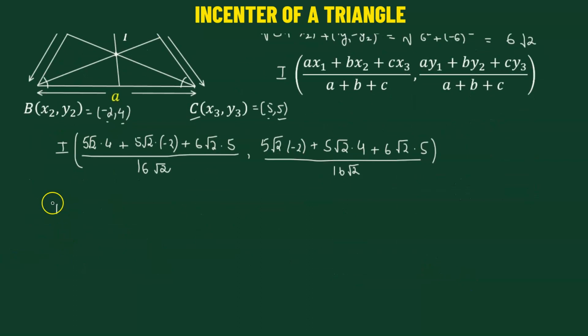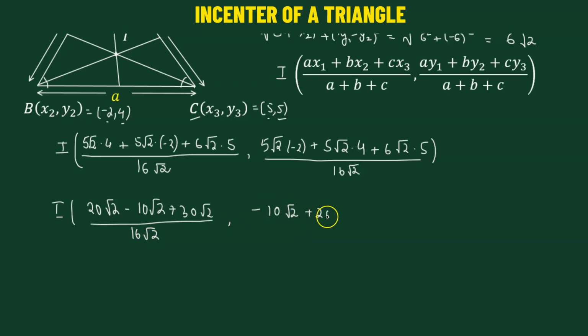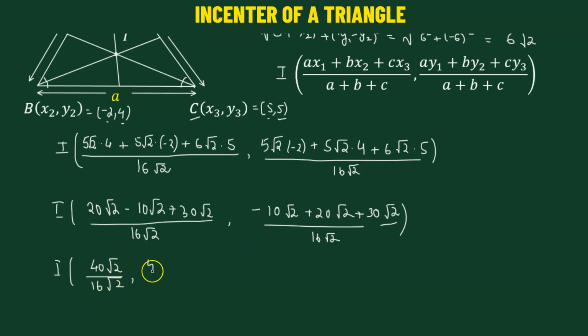For the x coordinate, we have 5 times 4, that's 20, so 20 times square root of 2, minus 10 times square root of 2, plus 30 times square root of 2, divided by 16 times square root of 2. For the y coordinate, we have negative 10 times square root of 2 plus 20 times square root of 2 plus 30 times square root of 2, all divided by 16 times square root of 2. So here 30 plus 20 is 50, 50 minus 10 is 40, giving 40 times square root of 2 divided by 16 times square root of 2. And here we also have 40 times square root of 2 divided by 16 times square root of 2.